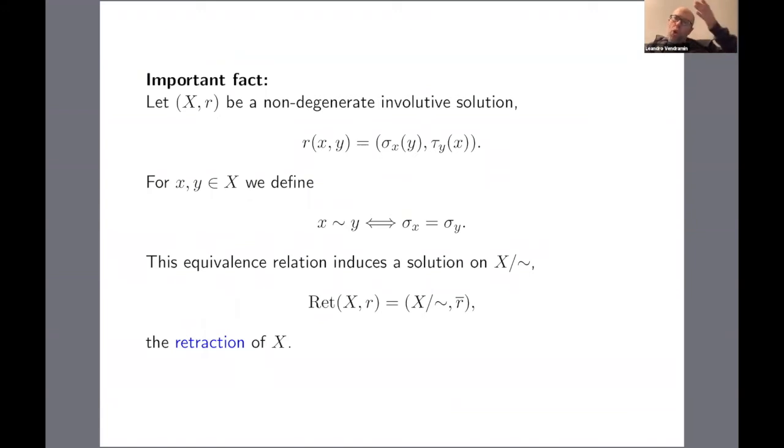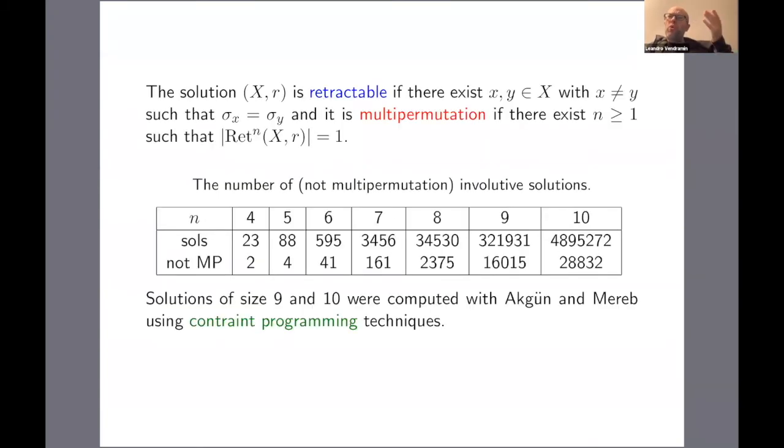And if you go to the list of solutions, then you realize that almost all of them can be retracted into a solution of size 1. This means that you start with a solution, then you quotient out by the equivalence relation and get something smaller, and then you do this again, and after a finite number of steps, you end up with a solution of size 1. So those are multi-permutation solutions. The name multi-permutation comes from the idea that you are generalizing Lyubashenko permutation solutions, okay?